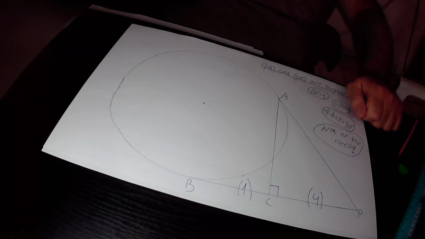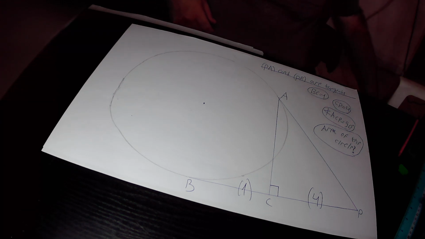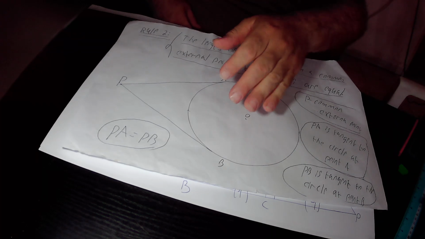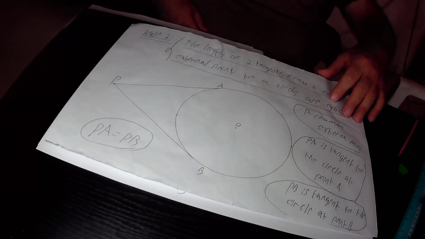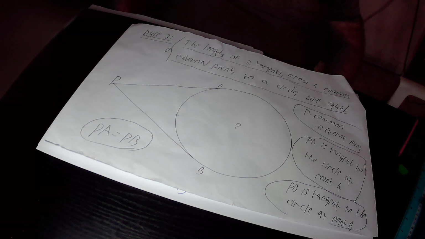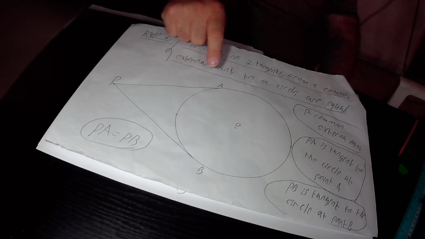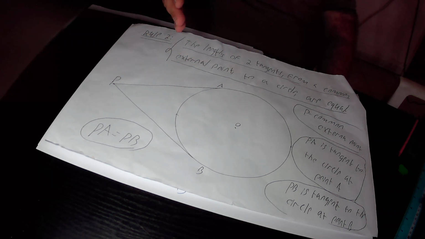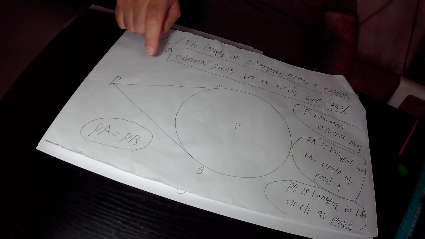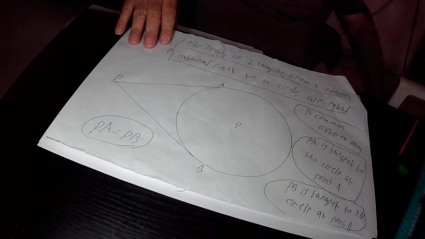So here we can implement rule 2. I'll repeat quickly on rule 2. According to rule 2, the lengths of two tangents from a common standpoint to a circle are equal. So in the drawing we have a circle. This is the common standpoint point P. From this point P, we have two tangents to the circle, tangent PA and tangent PB. According to rule 2, they are equal to each other. That is to say, PA equals PB.